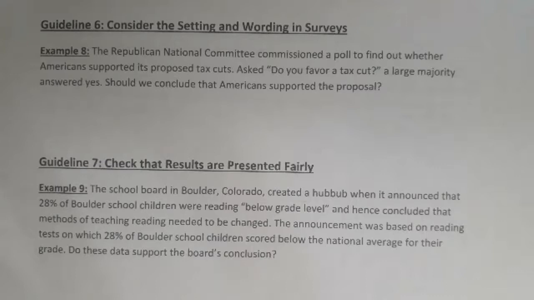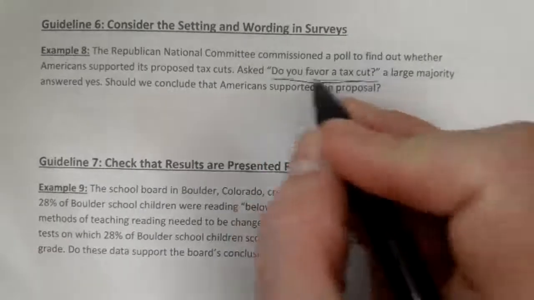So the next thing is number 6: consider the setting and wording in surveys. Ooh, I like this one. This one actually gets at something that you might even talk about in your psychology class. It says the Republican National Committee, or the RNC, commissioned a poll to find out whether Americans supported its proposed tax cuts. They asked, do you favor a tax cut? A large majority answered yes. Should we conclude that Americans supported the proposal? The key word here is the wording, right? Do you favor a tax cut?